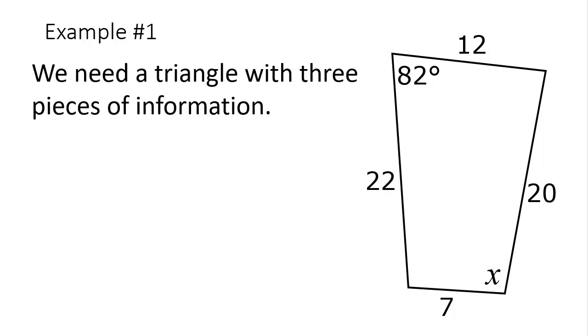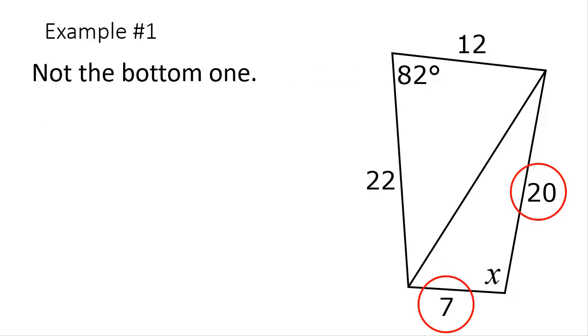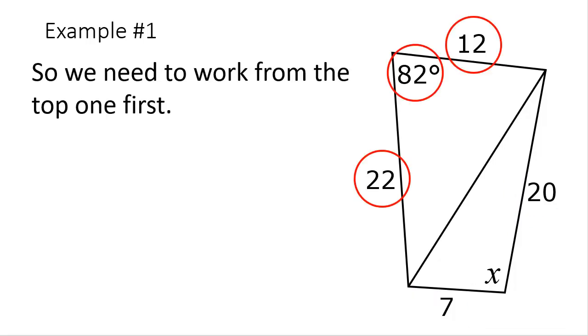We need a triangle with 3 pieces of information, and we stick a diagonal across there. We find that the bottom triangle doesn't have that, so we can't solve for x from the bottom triangle. We have to move to the top triangle and work our way across.